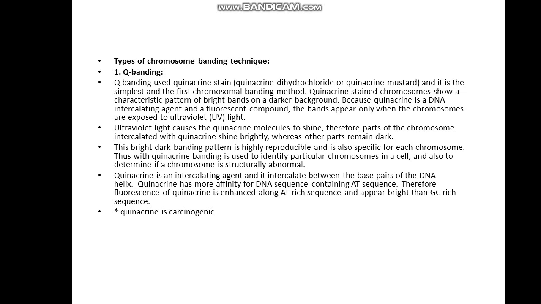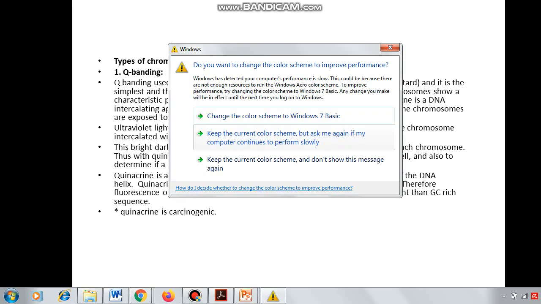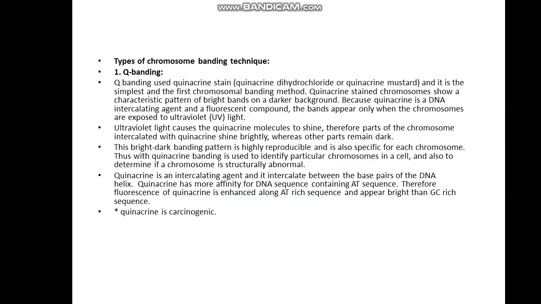Because quinacridine is a DNA intercalating agent and a fluorescent compound, the bands appear only when the chromosomes are exposed to UV light. So Q banding technique requires a UV light, and this UV light causes the quinacridine molecules to shine, and therefore the parts of the chromosome intercalated with the quinacridine shine brightly, whereas the other parts remain dark.